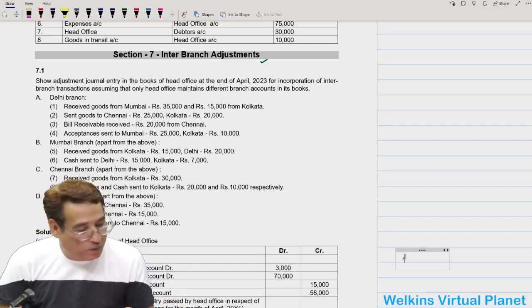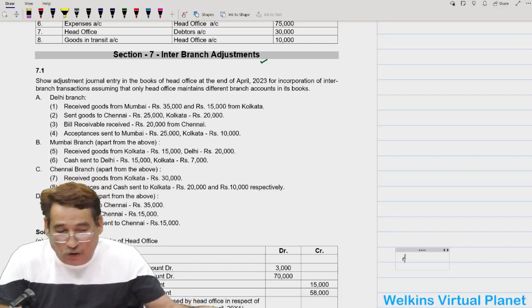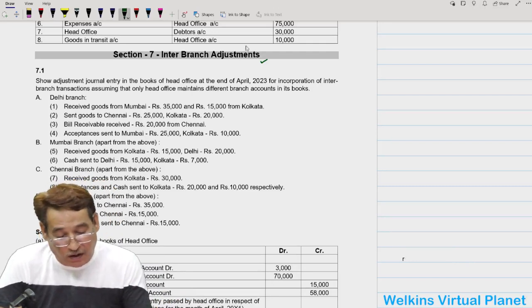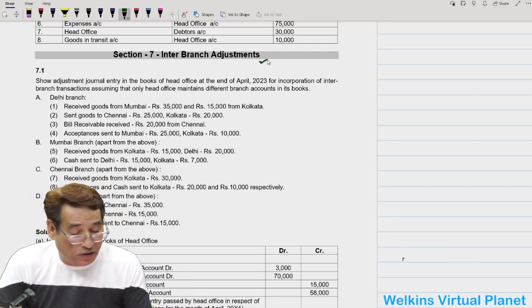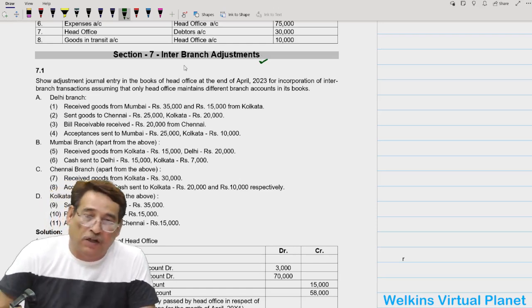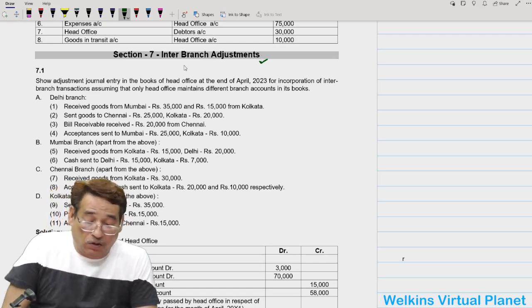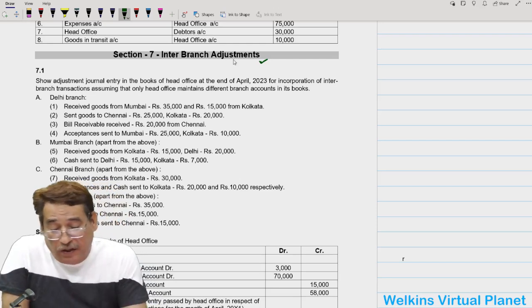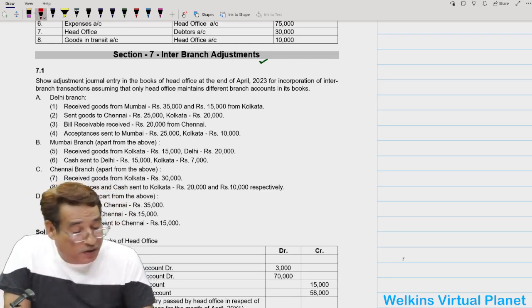Welcome again to this particular session, and in this one we are going to start inter-branch transactions. This is the seventh section. What exactly are inter-branch adjustments?